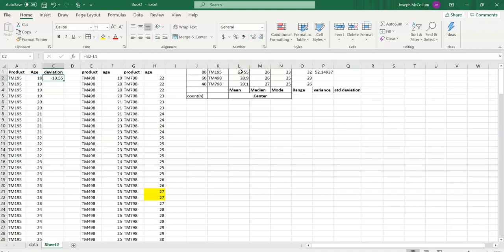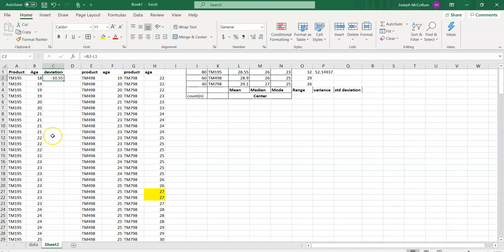Click. So now, what does this number represent? This number represents that 18 is 10.55 points below average. If this is the average age, if an 18-year-old wants to buy it, they're just over 10 years away from the average age that buys it.